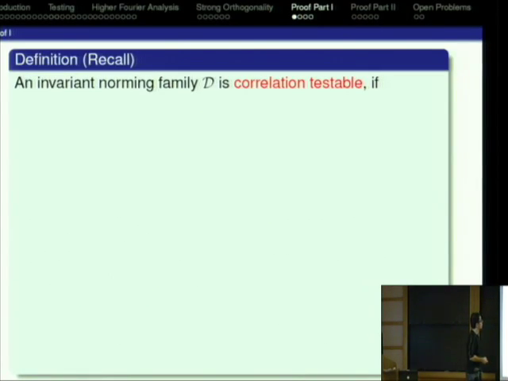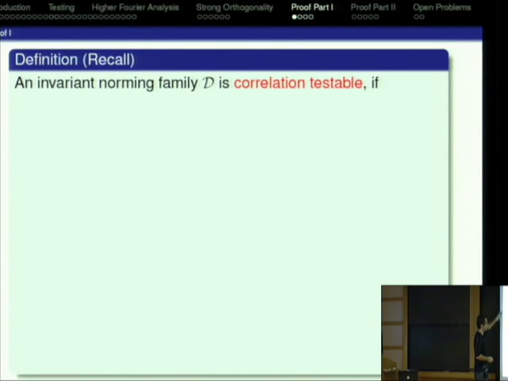Okay. So, right, I'll move to the proof now. So let's continue. So these are the tools that we're going to use. Now let's go to the proof.